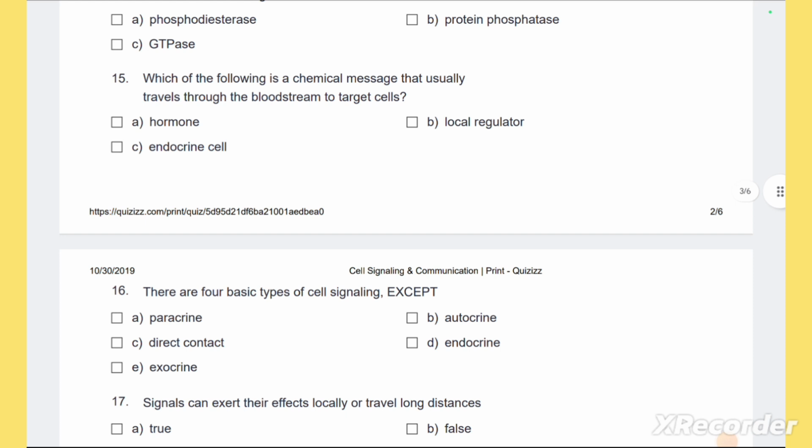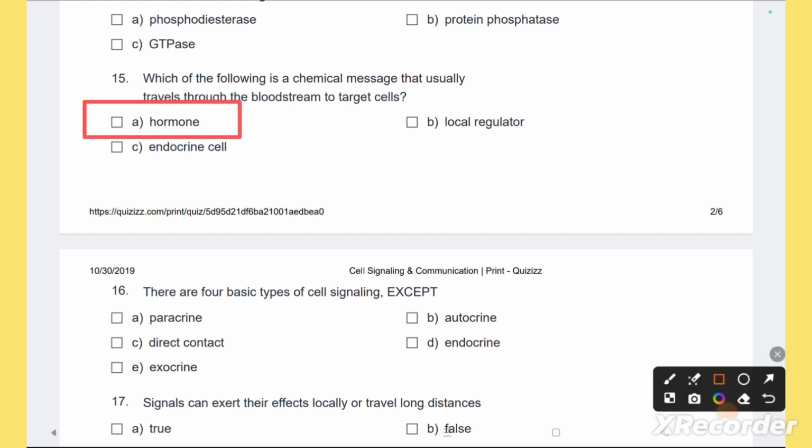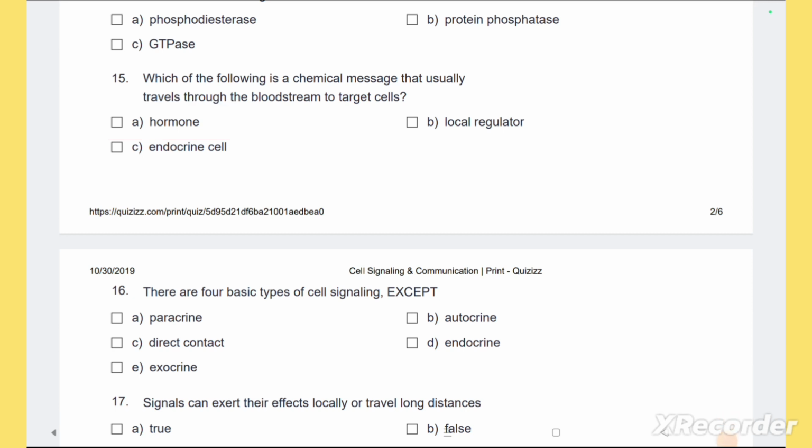Question number 15. Which of the following is a chemical message that usually travels through the bloodstream to target cells? As we know, simply hormones are the chemical messengers which are transported through the bloodstream. Obviously, they are produced from endocrine glands, but here we have not asked which gland or which cell. We have asked what the chemical is. So that chemical is hormone.